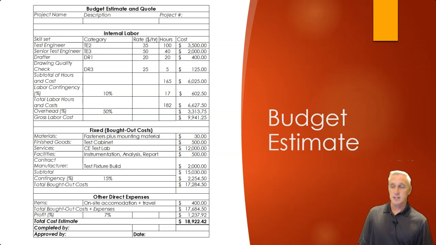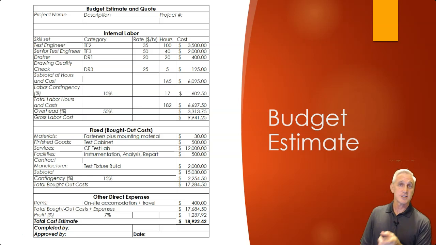Then we have fixed costs or bought out costs. We have some materials, some finished goods, a test cabinet. We're paying a CE test lab to do a test for us. There's also instrumentation, some analysis and report that we have to pay for, and we need to build a test fixture so that we can do these types of things. So this is really kind of an automated testing and certification type of model. So all those get added up. We get a subtotal of about 15 grand.